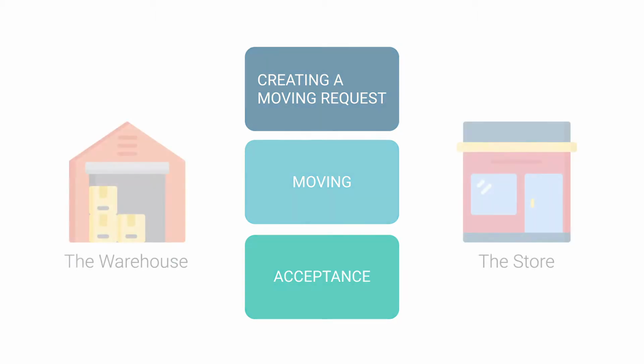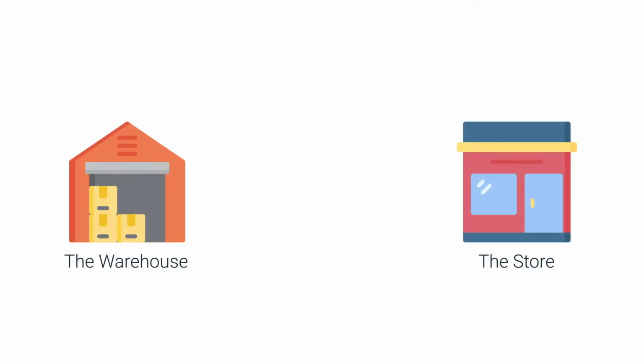How does this work? For instance, let's say the store needs some items, so they send a moving request to the main warehouse. The main warehouse would then open the request and create a moving document with all the information about the devices being sent. Finally, the store employee would open the moving document and create an acceptance document. As a result, the devices would be transferred from the warehouse to the store.